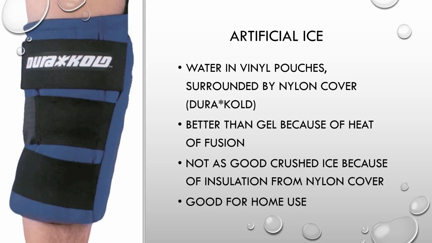Artificial ice. These are typically water in vinyl pouches that are surrounded by a nylon cover. One example of that is a Duracold. These are better than gel because of the heat of fusion, but they're not as good as crushed ice because of the insulation from the nylon cover. However, these are great for home use.